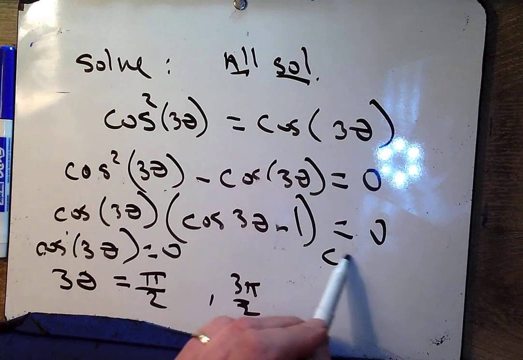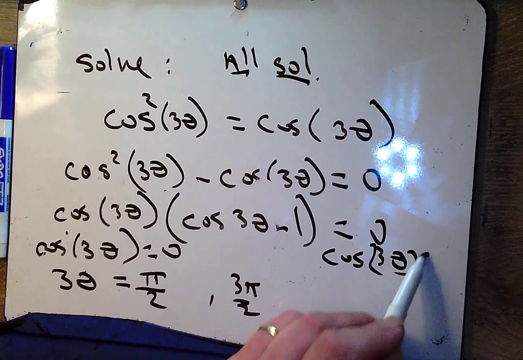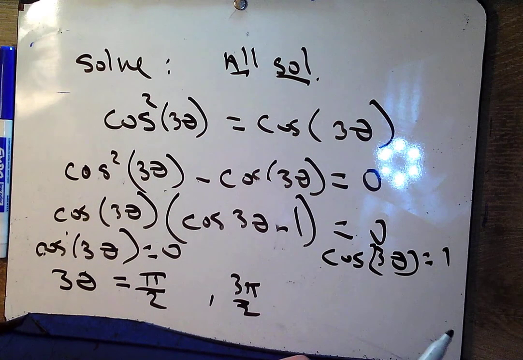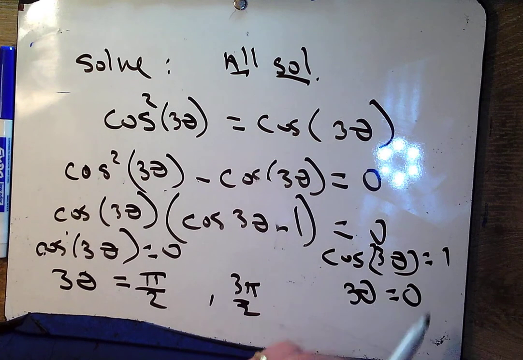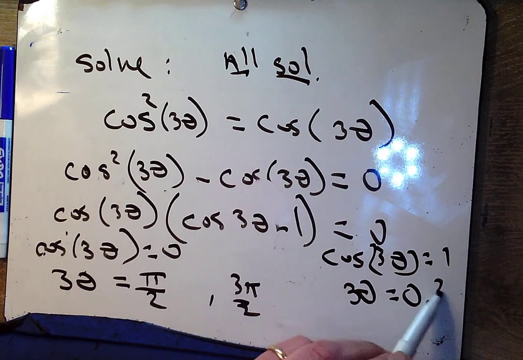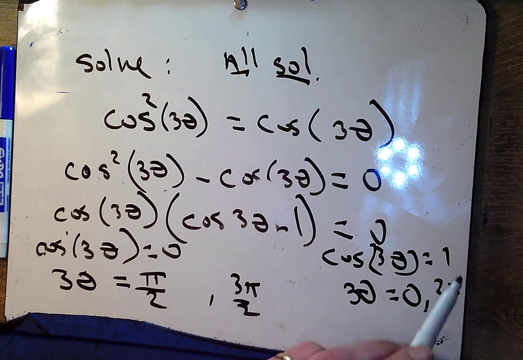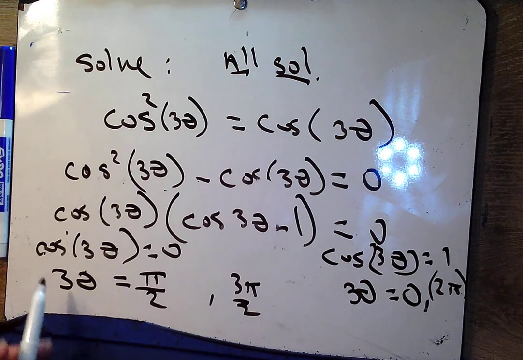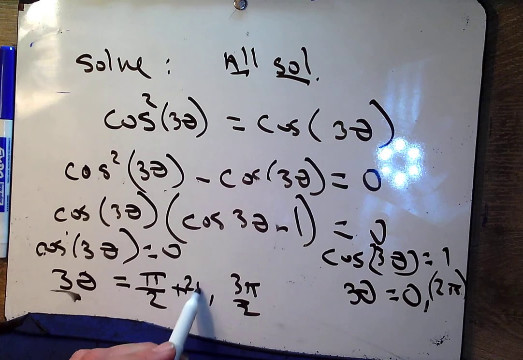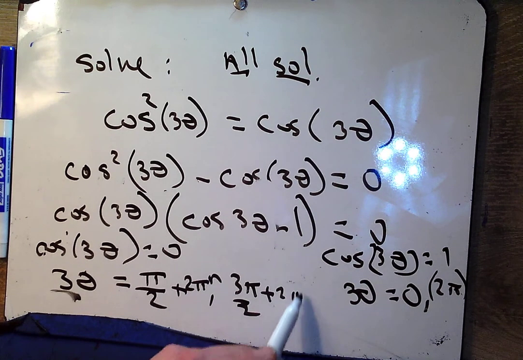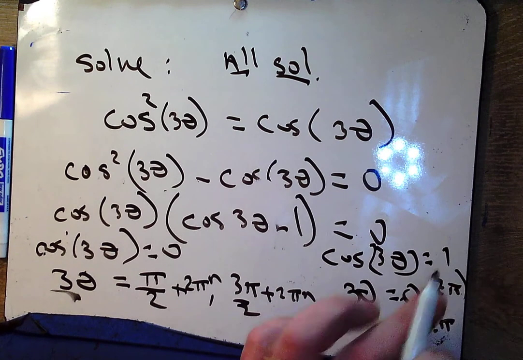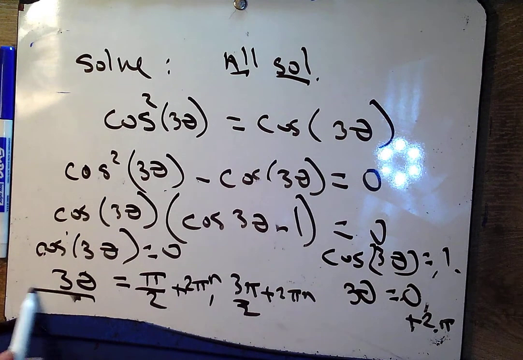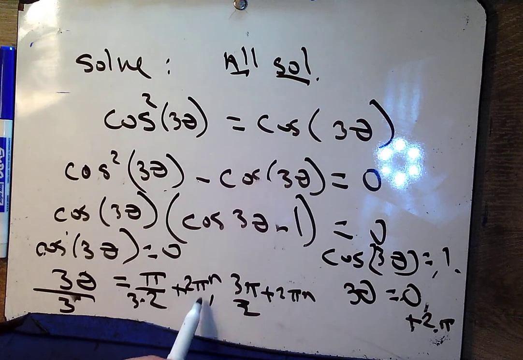Here, I've got cosine 3 theta equals 1. I'm only going around once, so I've got 3 theta equals 0. I think I need the 2 pi, but I'm not sure, so let's take a look. Before we divide, we're going to slap on those plus 2 pi n's. Oh, and so this will include that one. Okay, and then divide everywhere by 3.